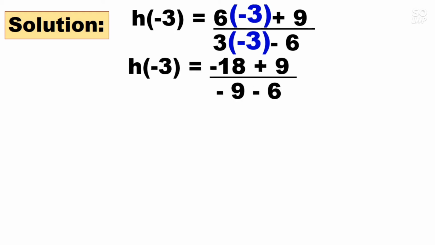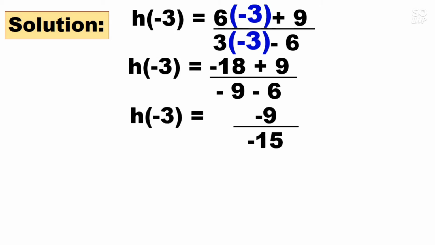6 times negative 3 is negative 18 plus 9. And then over 3 times negative 3, the answer is negative 9 minus 6. And then now we have h of negative 3 equals negative 18 plus 9 is negative 9. Negative 9 plus negative 6, the answer is negative 15. Okay, and then we simplify.